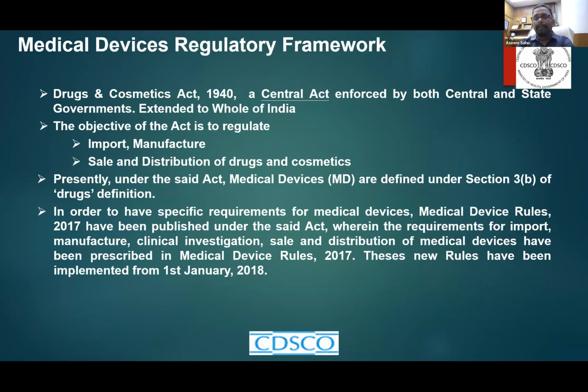And since the Drugs and Cosmetics Rules do not have specific provisions for the requirements of medical devices for import, manufacture, the quality management system, or clinical investigation, based on the support and concern of the industry, the government has come up with the Medical Device Rules 2017, which is implemented with effect from the 1st of January 2018.